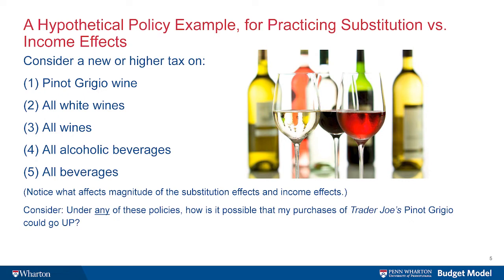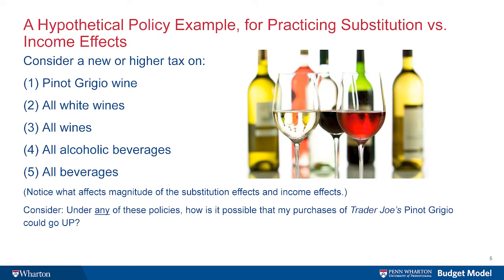So given that knowledge, the answer to the question is that the income and substitution effects go in opposite directions. It may be true that I should reduce my purchases of Trader Joe's Pinot Grigio wine and any Pinot Grigio wine under any of these taxes, because the price of Pinot Grigio has gone up relative to other beverages. But on the other hand, if I am a big Pinot Grigio consumer, my real income is going to go down because of this new policy of taxing Pinot Grigio or any other kind of wine. I'm going to feel poorer. I'm going to want to make my money go further.